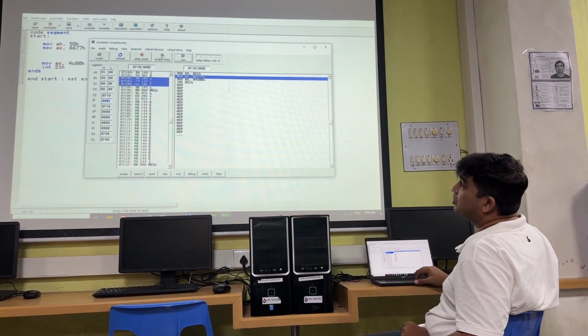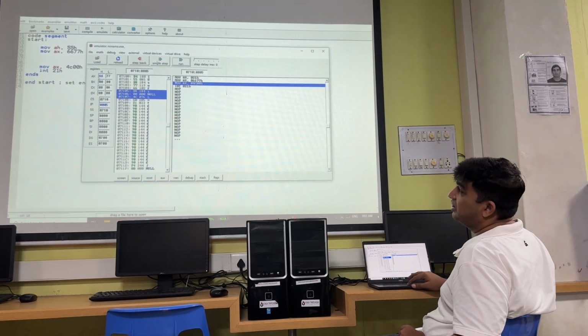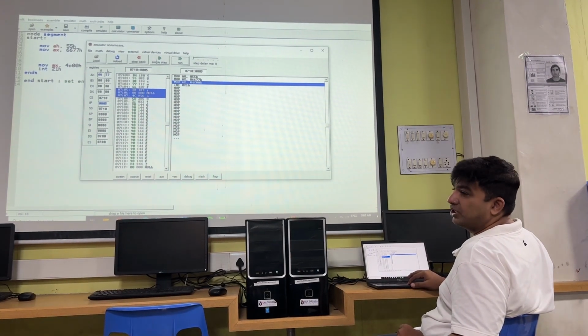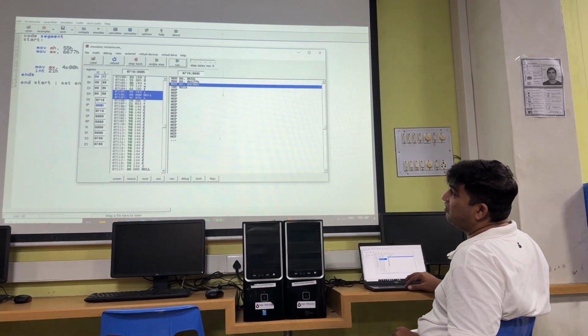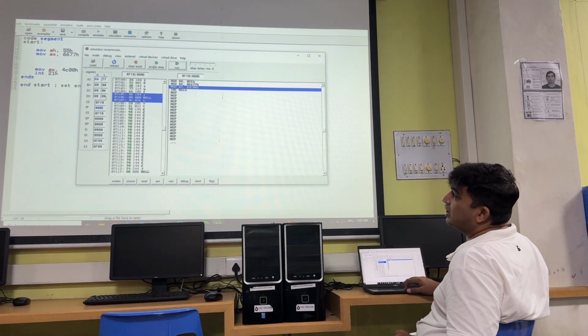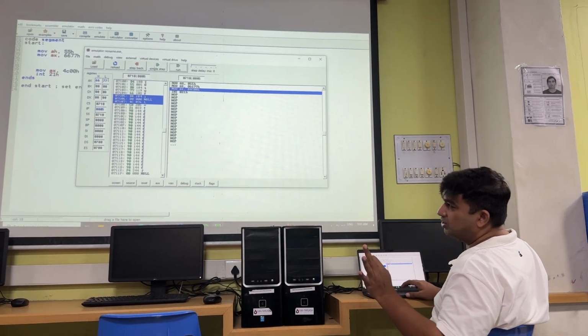Yes. Now if I do single step again, it will transfer 6677 into your AX. Done? Yes. Now how will AH contain 66 and AL will contain 77? Higher byte, higher address, lower byte, lower address. The little endian rule is followed.